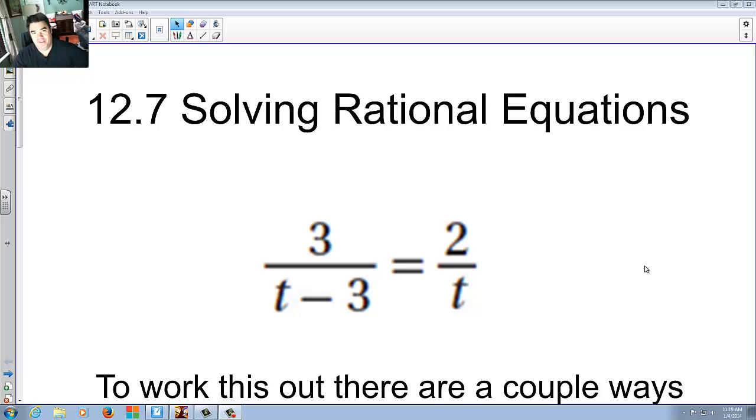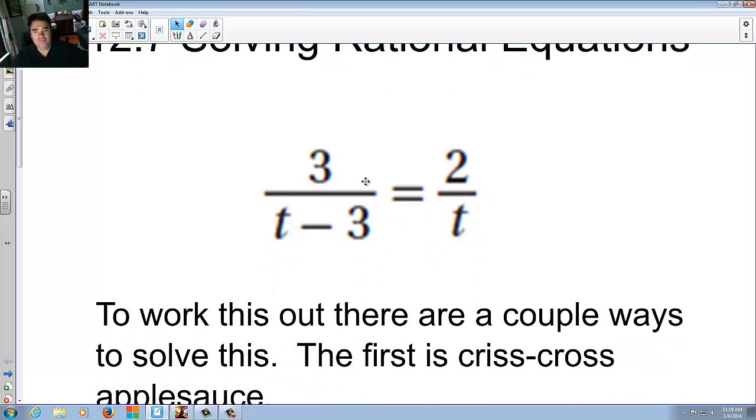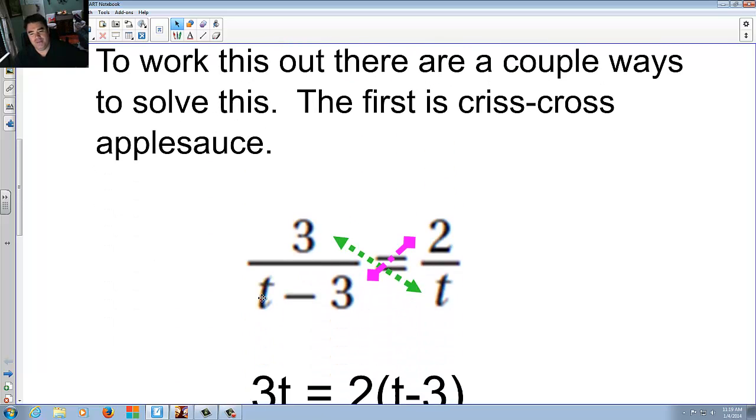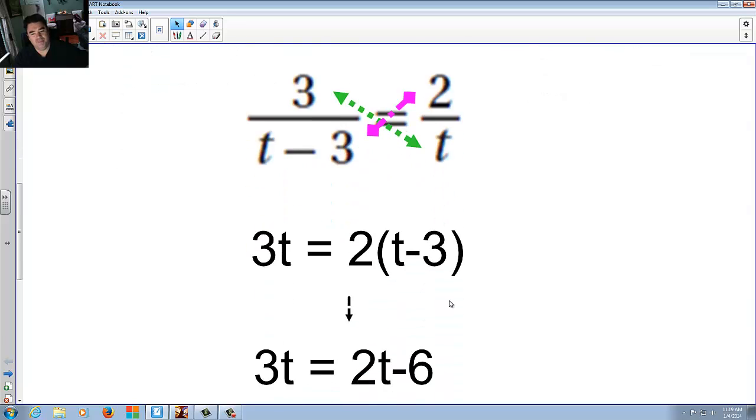And finally, the last section, 12.7, solving rational equations. Take 3 over t minus 3 equals 2 over t. To work this out, there are a couple ways to solve this. The first is crisscross applesauce. 2 times t minus 3 and 3 times t.